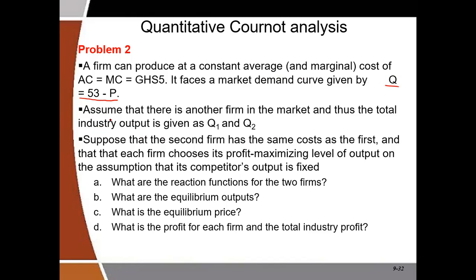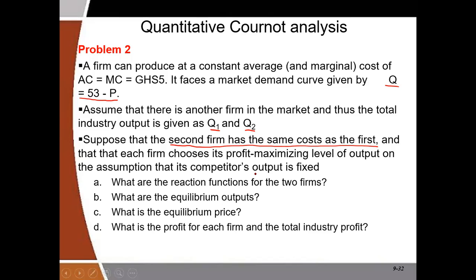Then the question says, assume that there is another firm in the market and thus the total industry output is given by Q1 and Q2. Suppose the second firm has the same cost. So the key thing here you must recognize is that the second firm has the same cost as the first, and that each firm chooses its profit maximizing output on the assumption that its competitor's output is fixed. Now, this statement here alone also shows that we are talking about Cournot.